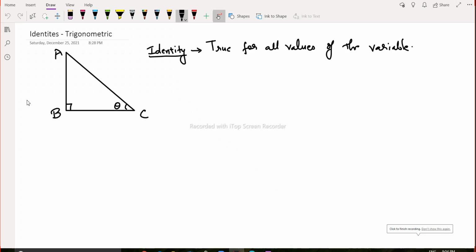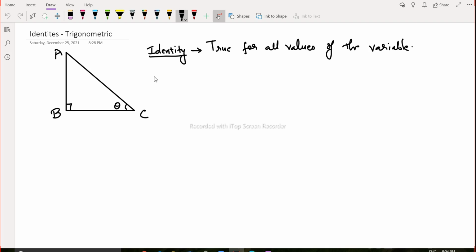With the trigonometric identities, we'll use this triangle ABC, which is 90 degrees at B. Now, what is an identity? An identity is an equation which is true for all values of the variable. So let's see what the trigonometric identities are.